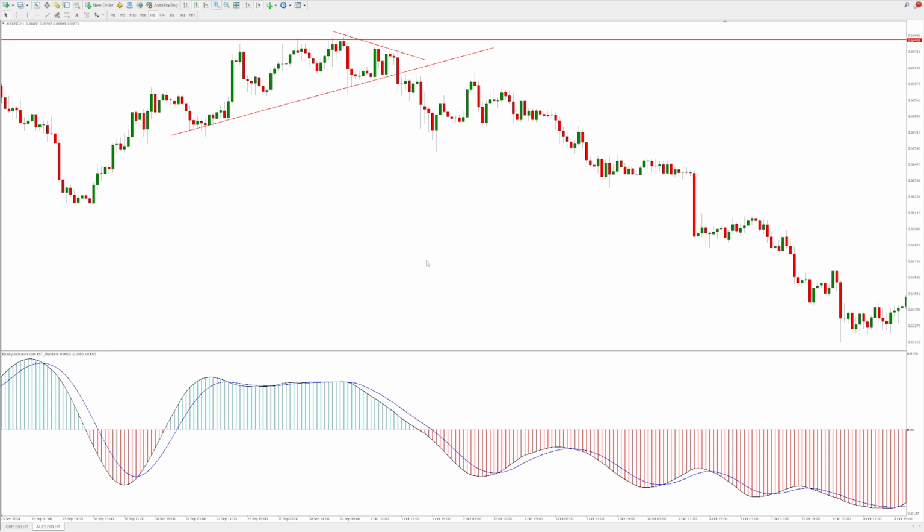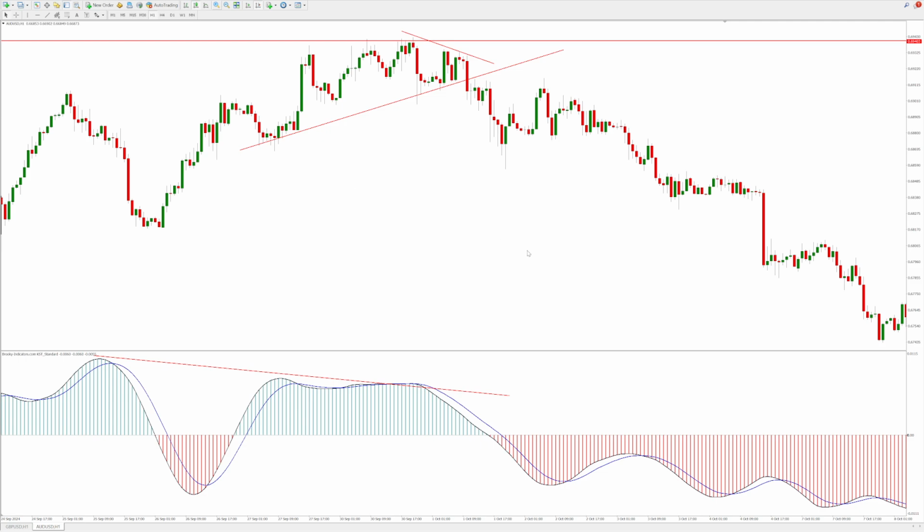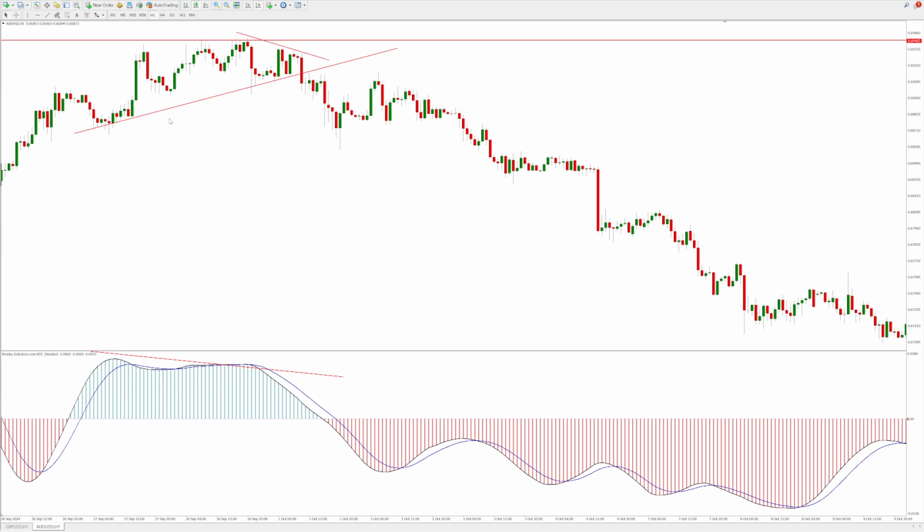Okay. So now the oscillator we can see is divergence here to the sell side. So we're expecting the market to start to fall. It does from these levels of support that we've marked. Price is moving away from the resistance here. We could look to enter on this breakout here.